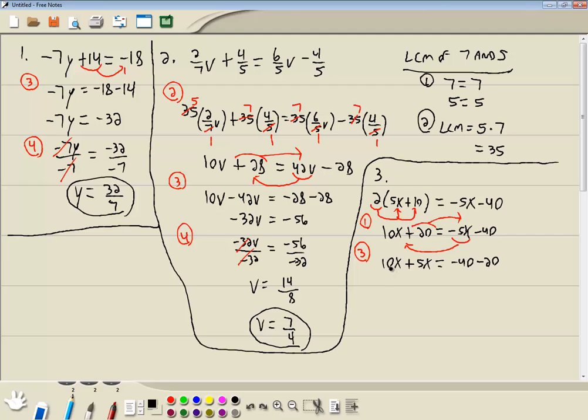Combine together like terms in any step. 10x plus 5x is 15x. Combine numbers. Negative 40 and negative 20 is negative 60. Step 4. Divide both sides by the number in front of your x. Well, the number in front of x is 15, so divide both sides by 15. And then we get x, and those 15s cancel. Negative 60 divided by 15 gives us negative 4, I believe. And that would be your answer.